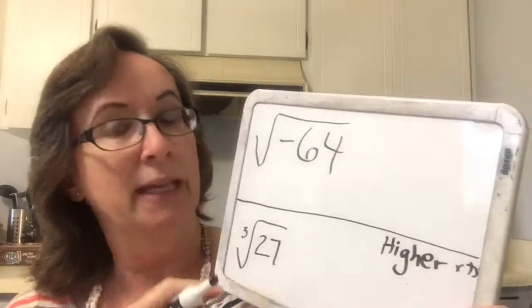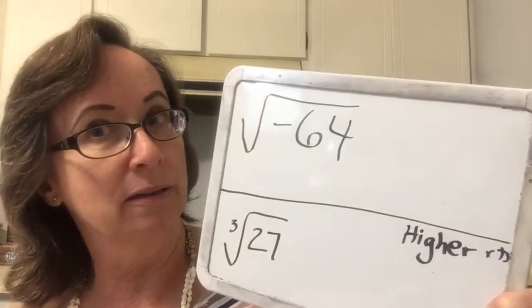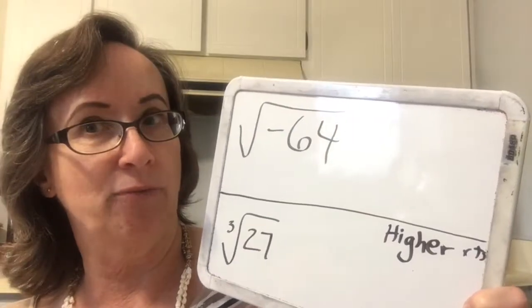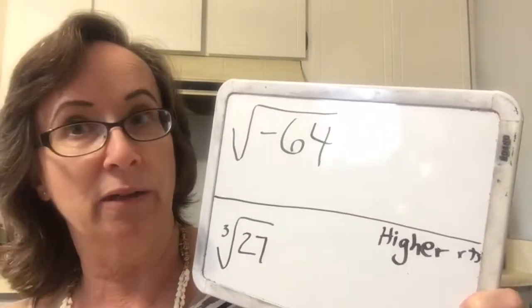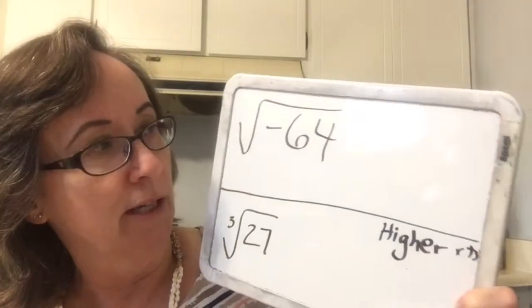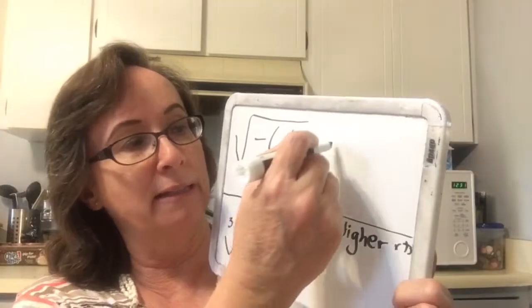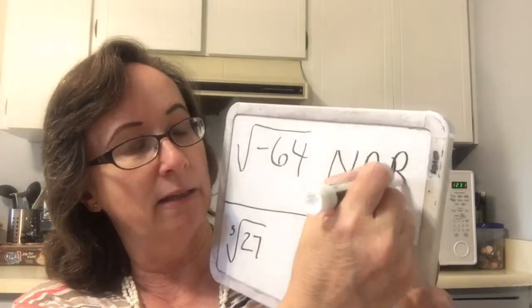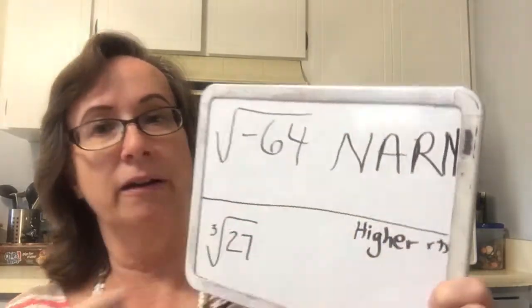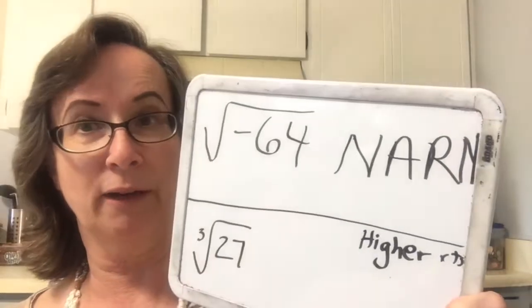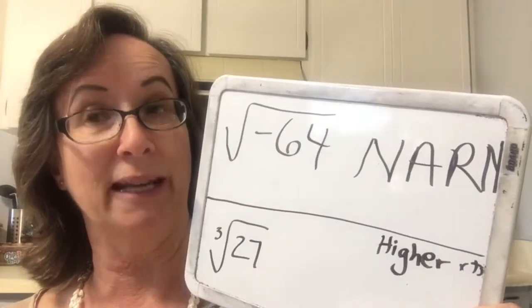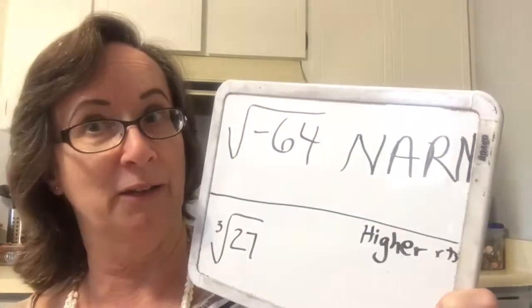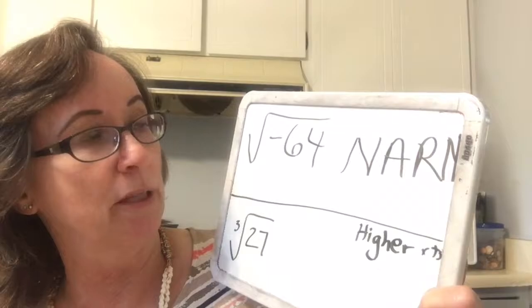And there is no number that when multiplied by itself will give you negative 64. No real number on the real number line will do that for you. So we will write, and remember this is just my little notation that I accept, NARN, not a real number. If you're in anyone else's class, you have to write out not a real number, but in my class, you can write NARN because I know what that means. Okay, not a real number.